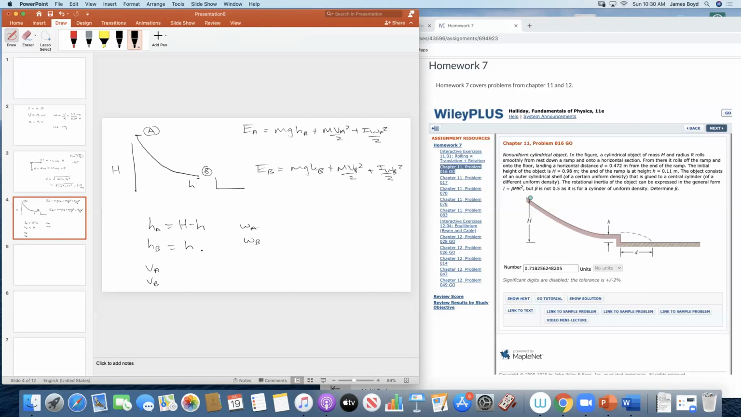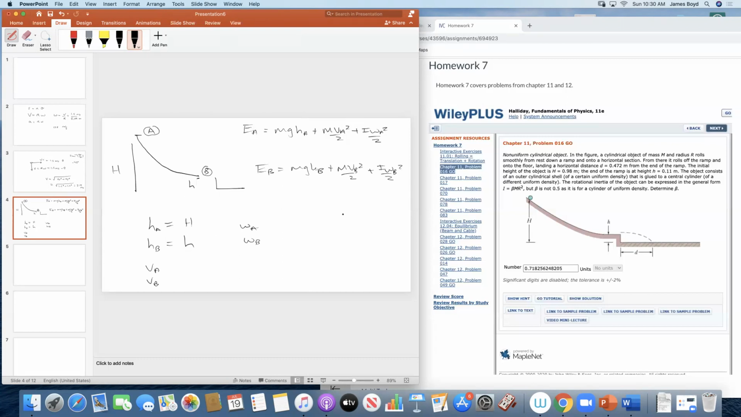Okay, so another thing that I could do, that's not actually true. I'm getting ahead of myself. The height at A is big H. The height at B is little h. That's what I wanted. You'll see I'm getting ahead of myself trying to do something.